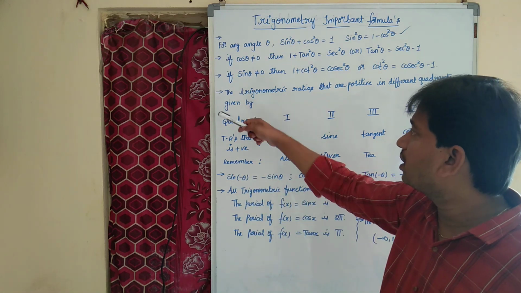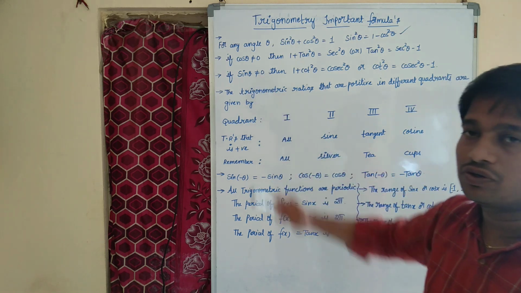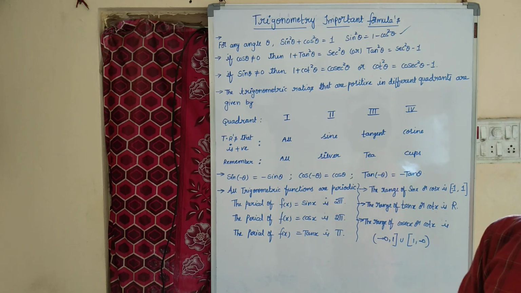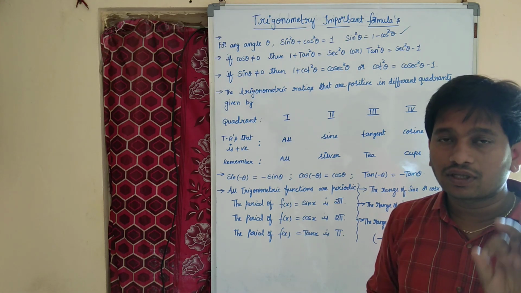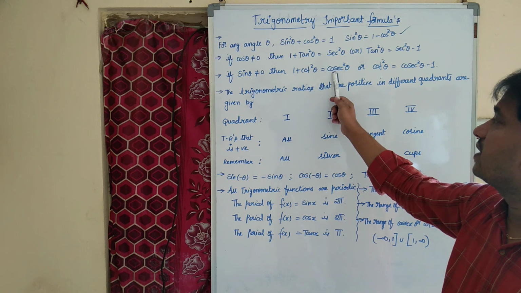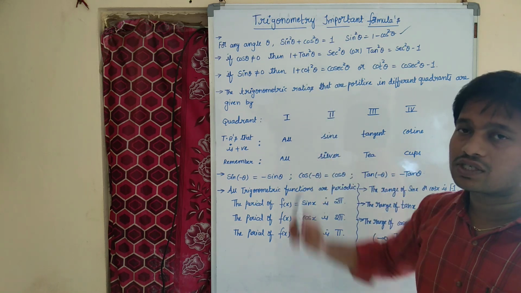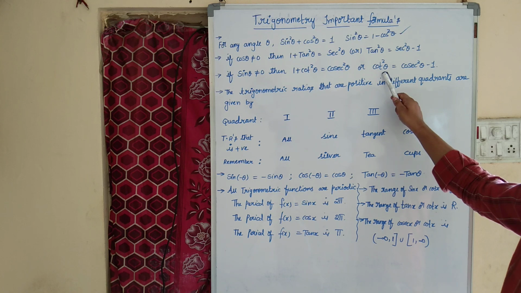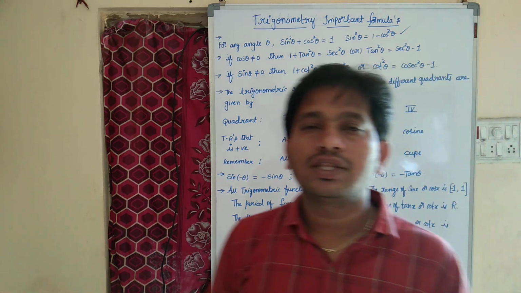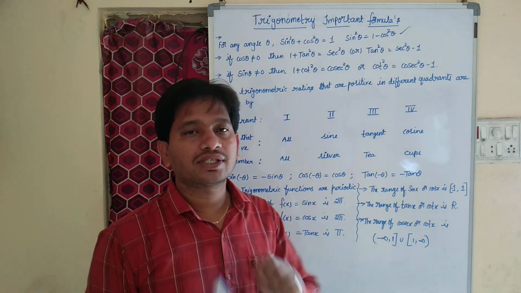Coming to the third identity, if sin theta is not equal to 0, then cosec square theta minus cot square theta equal to 1. That is our third trigonometric identity. So, cosec square theta I can write as 1 plus cot square theta, and cot square theta I can write as cosec square theta minus 1. These are the three basic trigonometric identities.